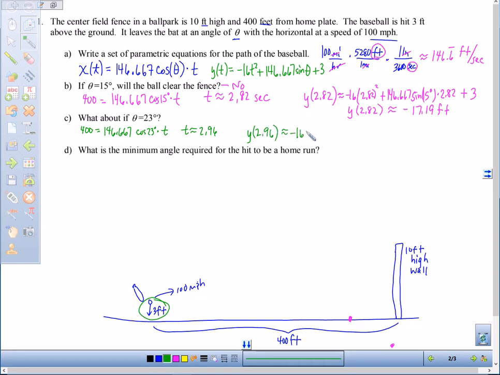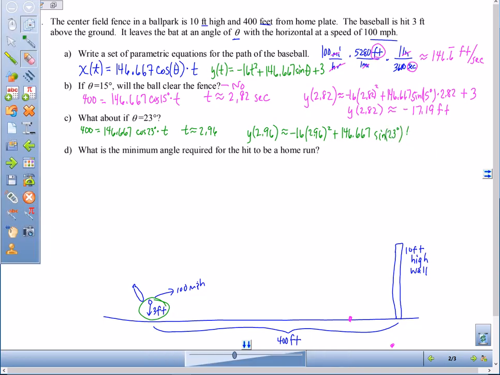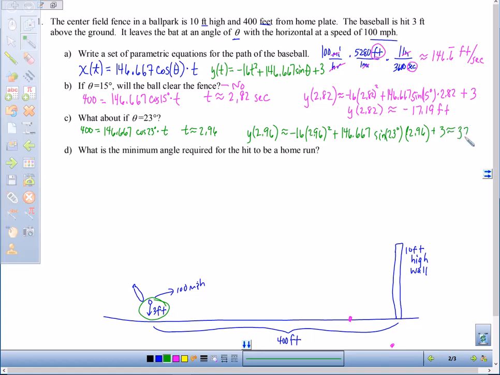and then when we plug this in, y of 2.96, we get negative 16 times 2.96 squared plus 146.667 sine of, we're changing our launch angle, so that changes here as well. Our t, we just figured out, is 2.96, plus 3. And so this gives us approximately 32.44 feet.